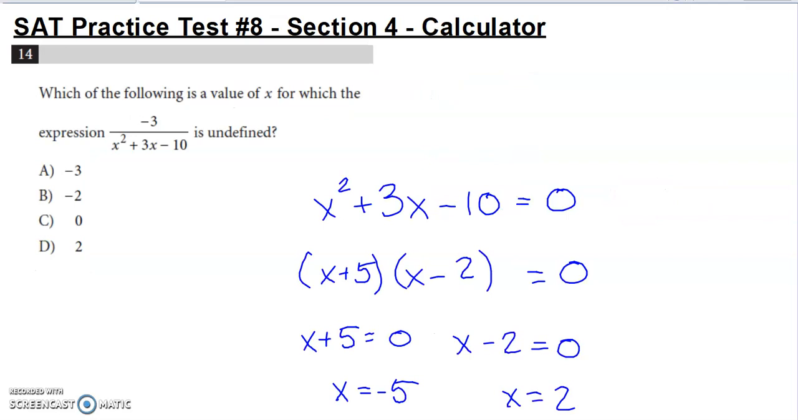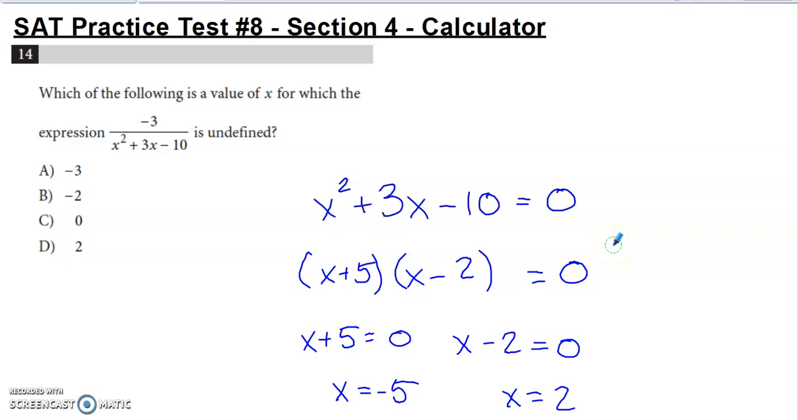Number 14 asks us to identify which of the values of x this expression is undefined for. A fraction is undefined when you have division by 0. So if you set the denominator of this fraction equal to 0, you end up with a quadratic equation. You can solve that by using the quadratic formula.